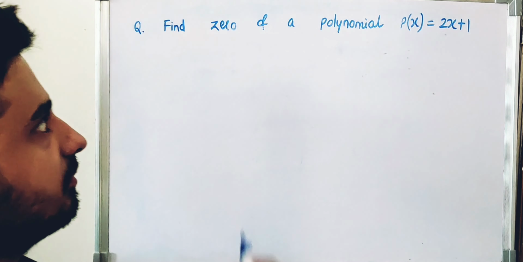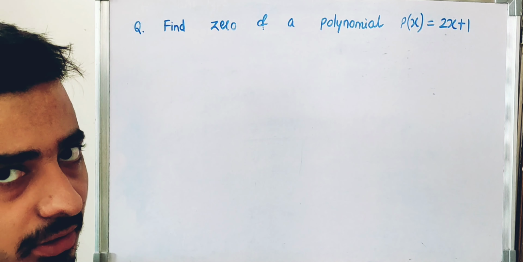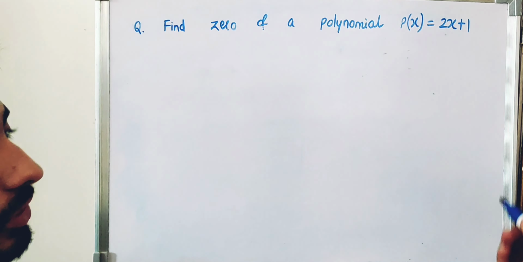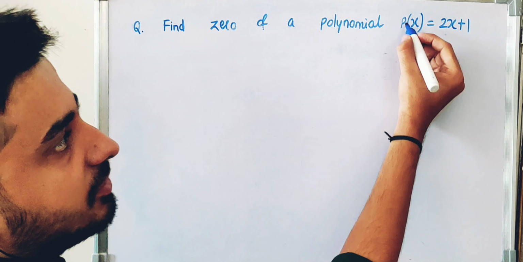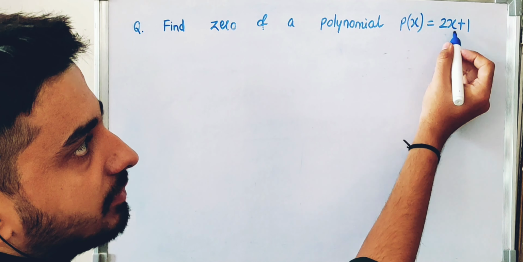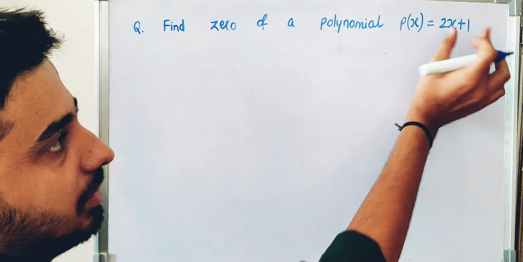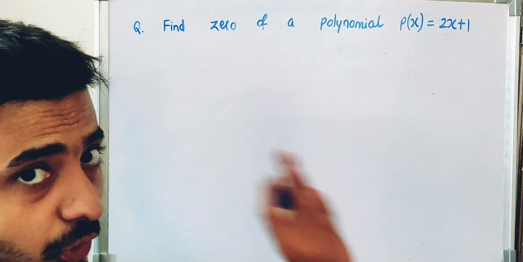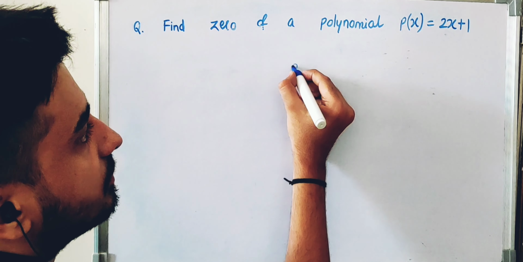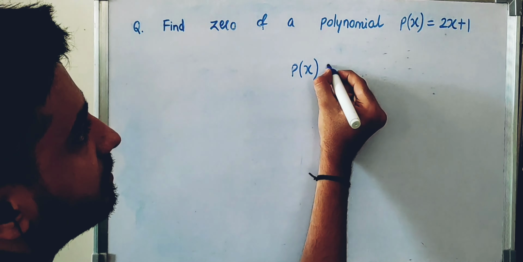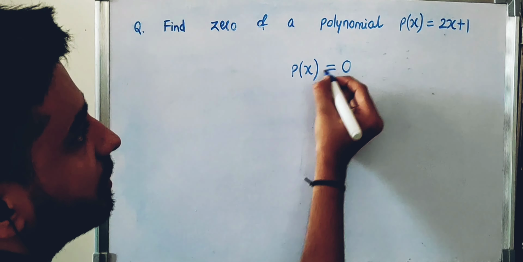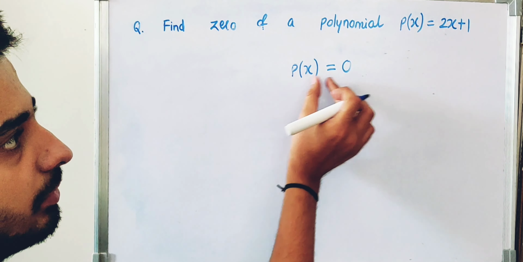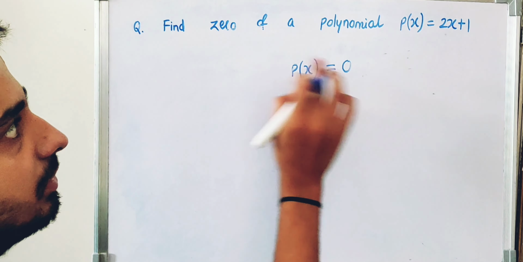Now another type of question. Find the zero of a polynomial. Is there any direct way? Yes, there is a direct way to find the zero of a polynomial. What is the polynomial? That is p of x, that has the variable x in it, 2x plus 1. So to find the zero of a polynomial directly, what is the method? P of x must equal 0. Put p of x equals 0. Equate the polynomial with 0 to find the zero of a polynomial.